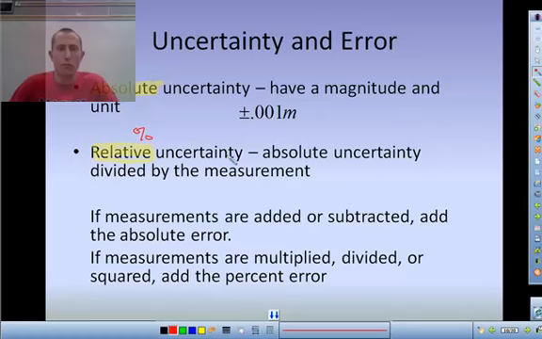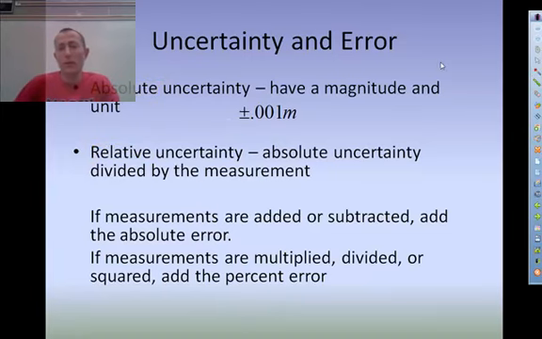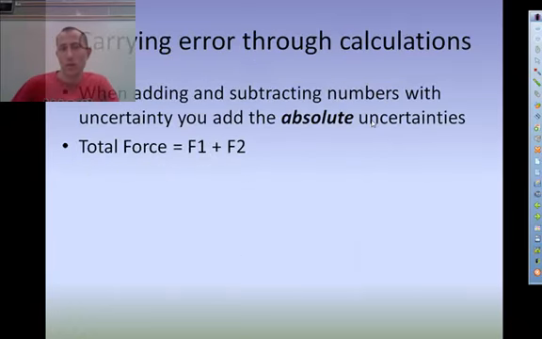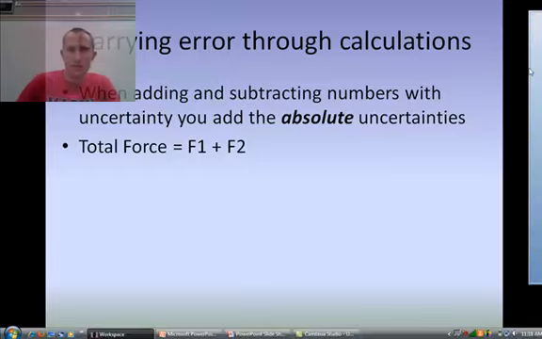If we're adding or subtracting in an equation when we're calculating, we're just going to add the absolute uncertainties of the measurements. If we're multiplying or dividing, we're going to add the relative uncertainties. And so what this is going to look like, let's run an example here.